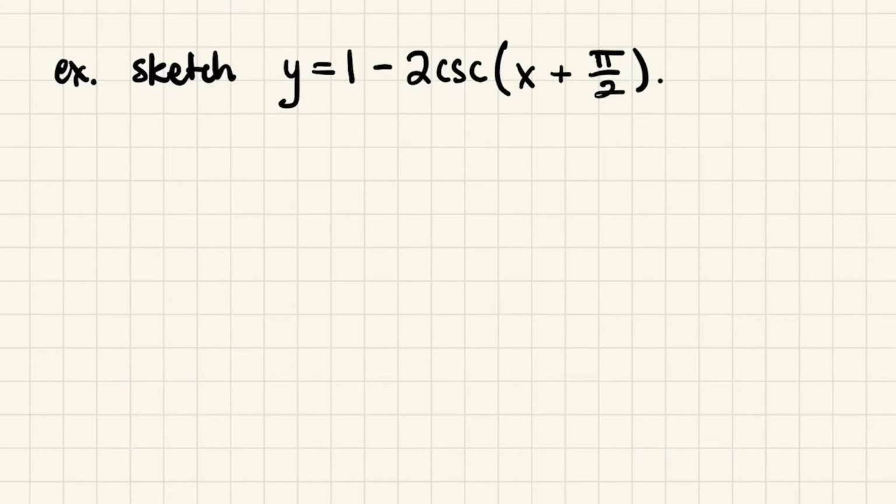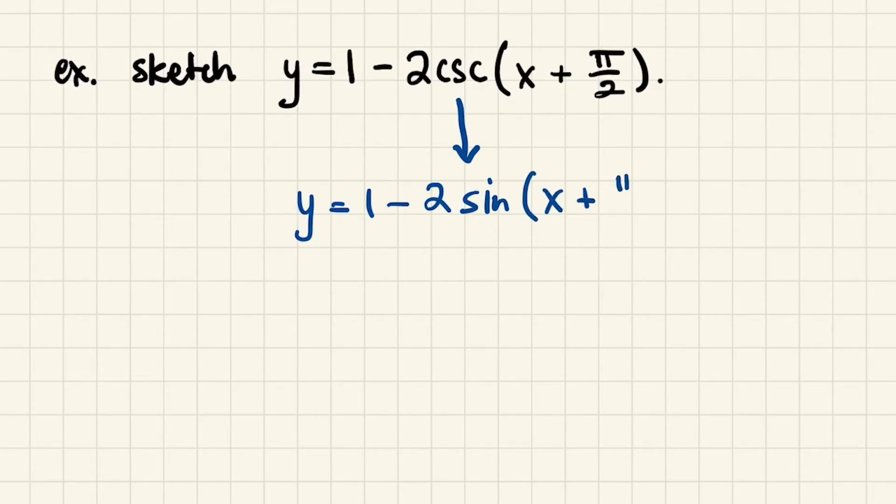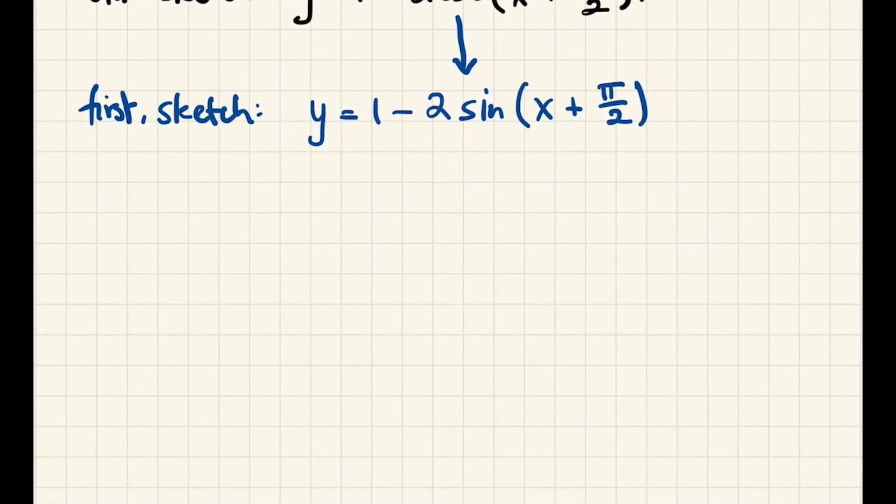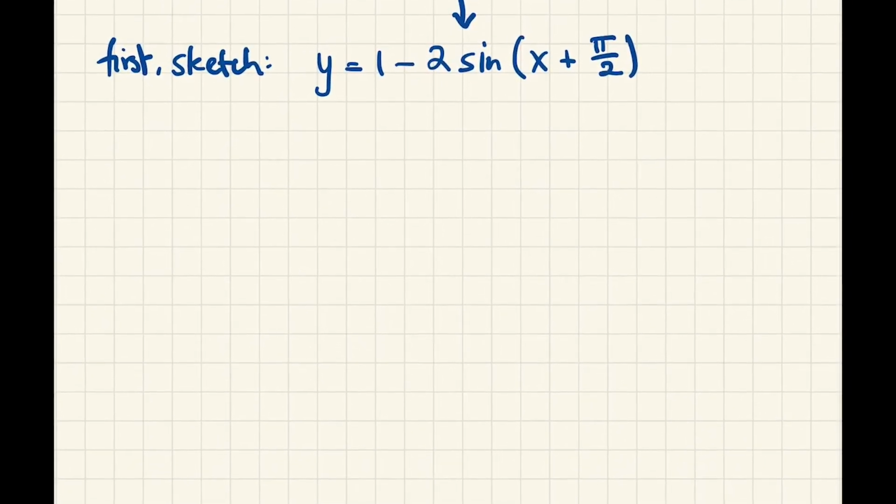So because cosecant is the reciprocal of sine, we're actually going to graph y equals 1 minus 2 sine of x plus pi over 2. And this kicks us suddenly into section 4.1 and 4.2. And we're good at that. So we're going to sketch that graph. All right, so like I said, this is going to be a review of that topic, basically. So we should extract the information that we typically extract.